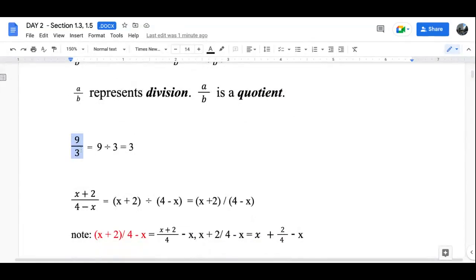Well, let's see this one. 9 divided by 3, right? 9 apples shared by 3 people. How many apples does each one get? Each one gets 3, because 9 divided by 3 is 3. And I want to talk more about this. I can write it as 9 times 1 over 3. Divided by something is multiplied by its inverse.